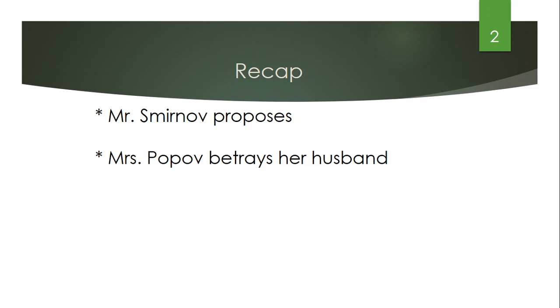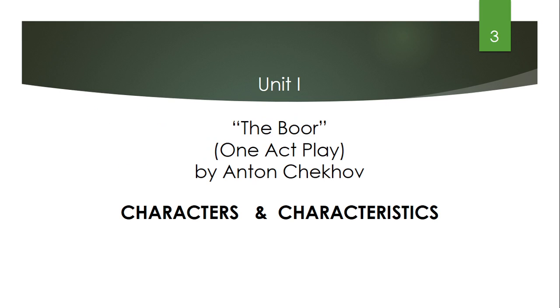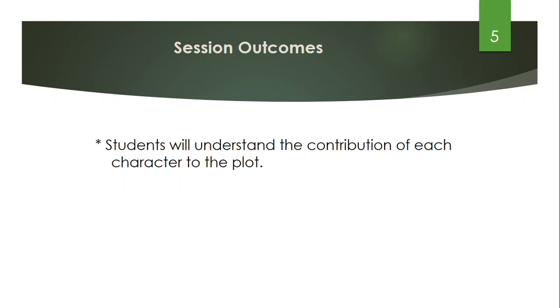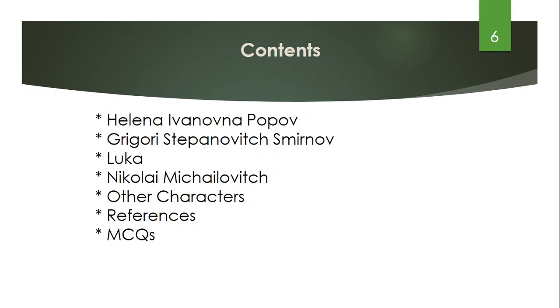Then we will move on to section 6, characters and characteristics. What is the learning objective? In this session, students will understand each character individually. For the character sketches, each character sits at the center, and then we have to connect analytically with each character, how they helped the plot of the play. Session outcomes: students will understand the contribution of each character to the plot. Contents: we have the major characters here.